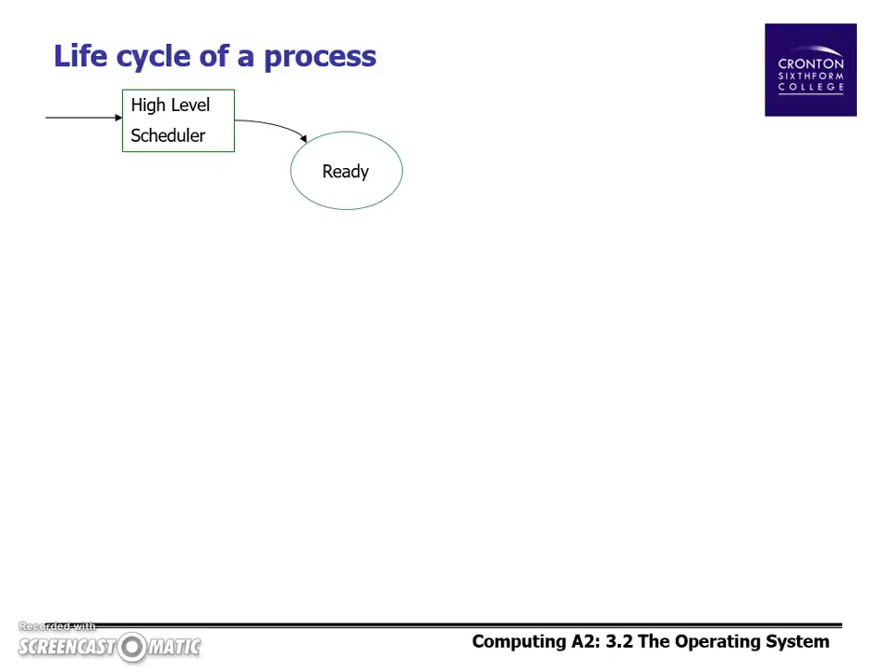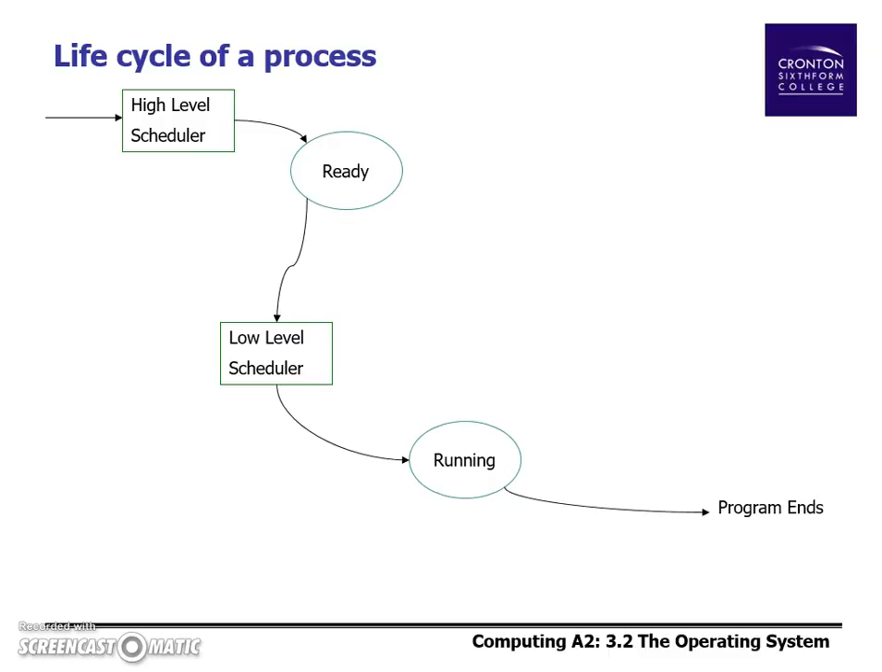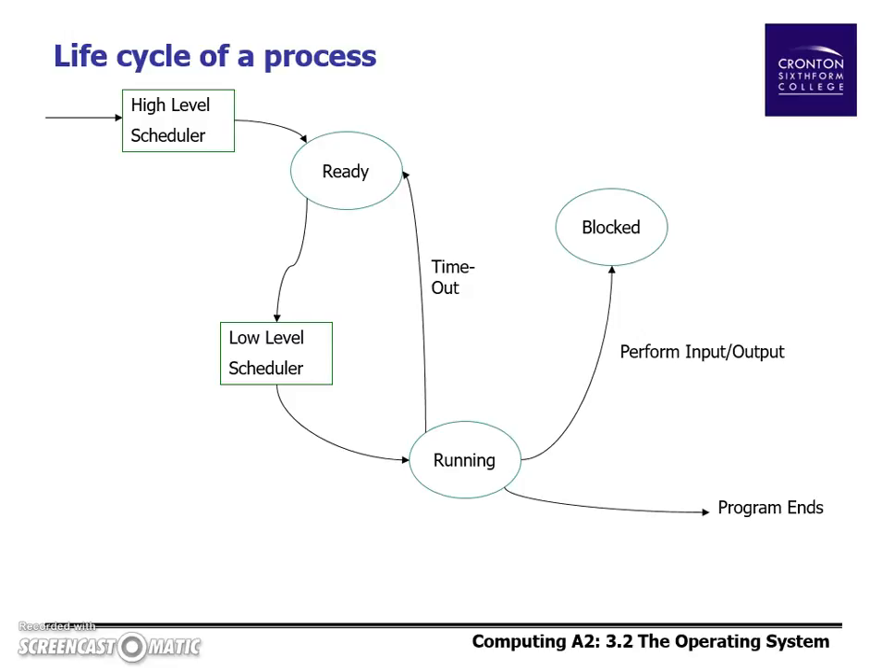So if we have a look at the life cycle of a process, we've got our high-level scheduler, and our process is ready to use the CPU. This is then passed to the low-level scheduler, and it is allowed to use the processor so it is running. The program ends, or it times out, and then we go to the next ready process. From running, it can also become blocked, so it performs an input or output operation. Once it's completed the input or output, we can then go back to ready.